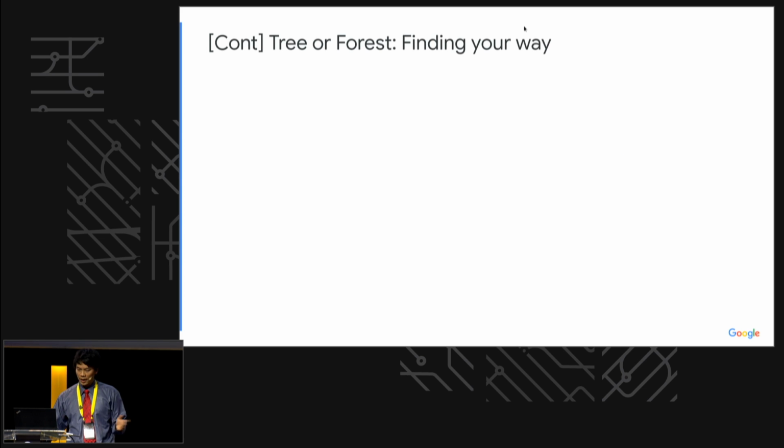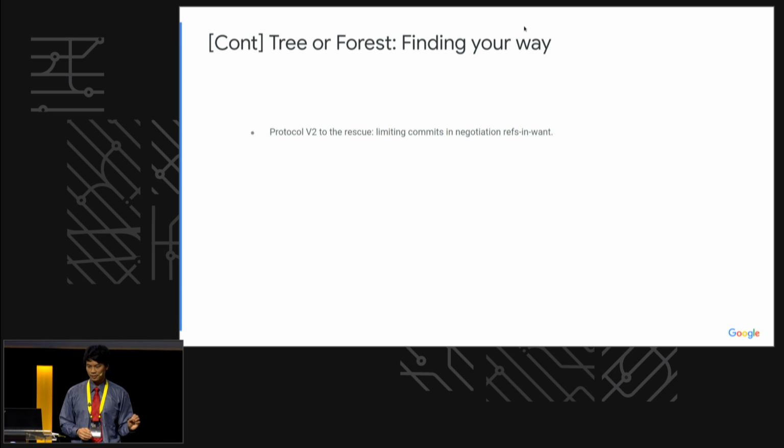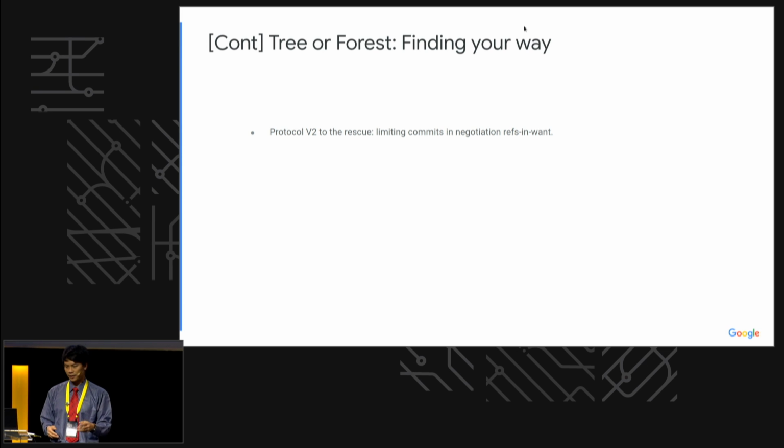So how did we solve this problem? There's protocol v2, which is the biggest savior for us, with ref-in-want. The client can specify the list of refs that it wants. So the server can say, oh, you're just interested in this ref, we're just going to negotiate within the commits from this ref. And that goes from hundreds of thousands of refs into just a couple. And that helps a lot.